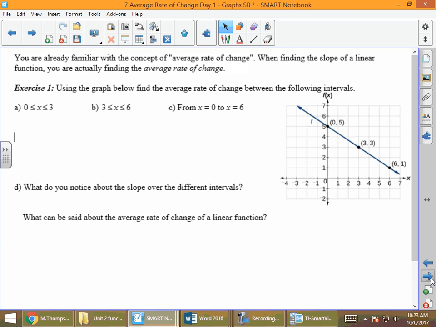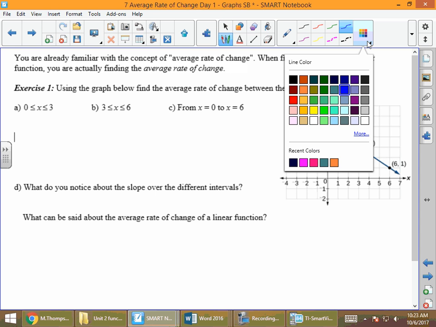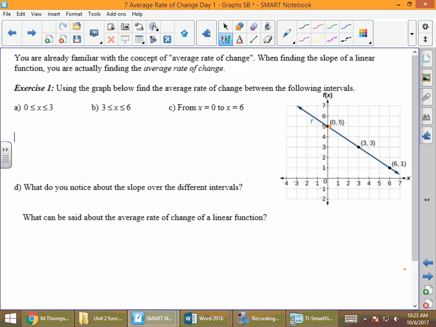So we come over to our graph and we say, well, here's 0. And the point that corresponds to the 0 of the x is that (0, 5). And then we come over here to 3. And the point that corresponds to 3 is (3, 3).